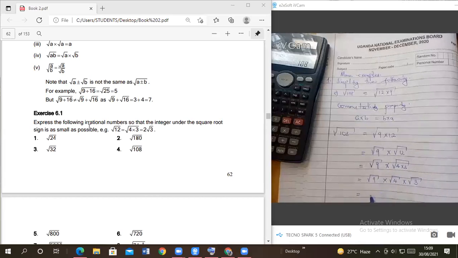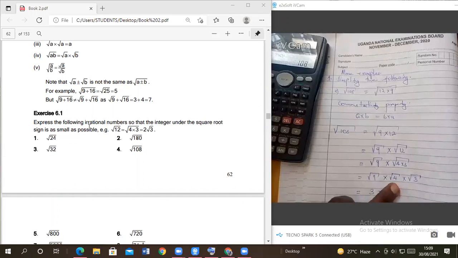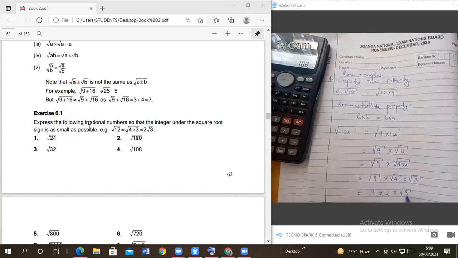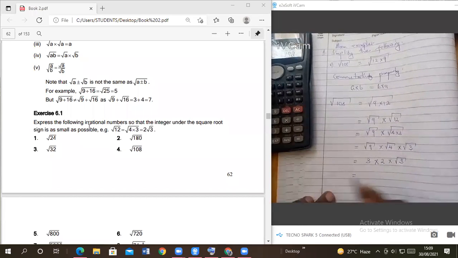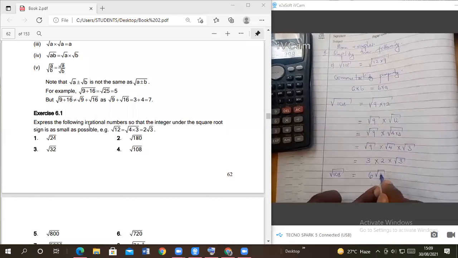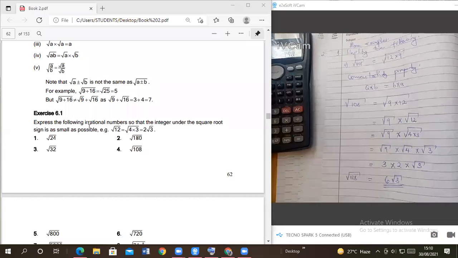So here we shall have 3, root of 9, which is 3, times 2, times root of 3. So what do you get here? 6 root of 3. As simple as that.